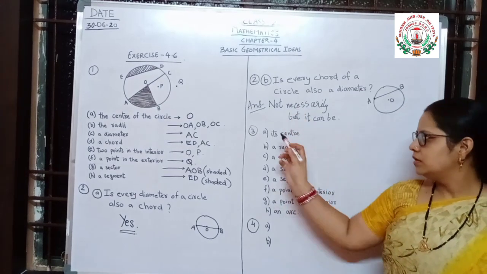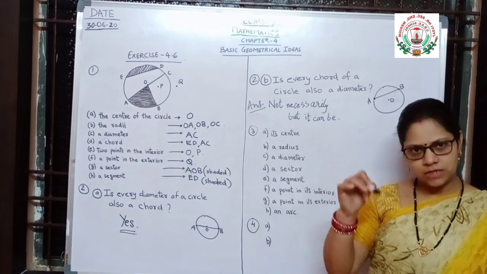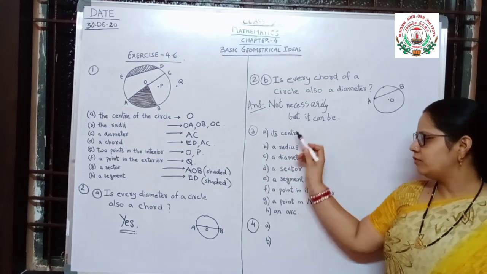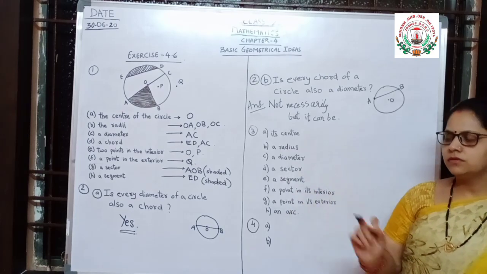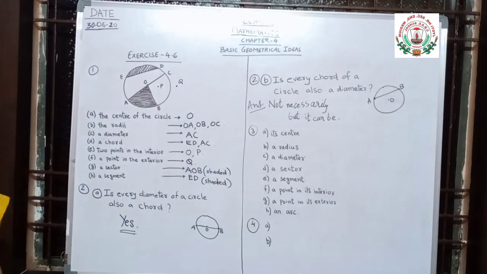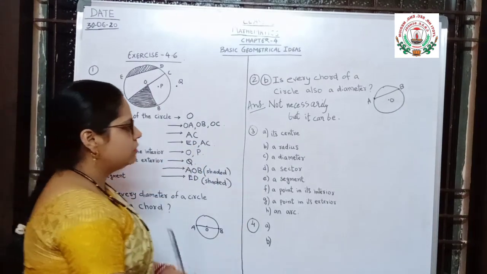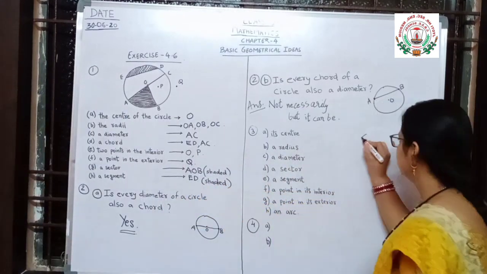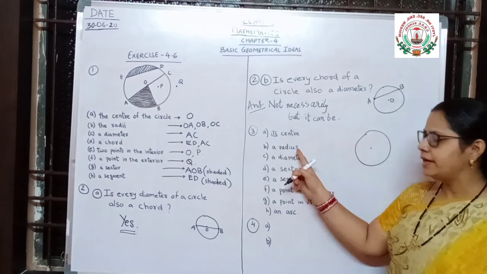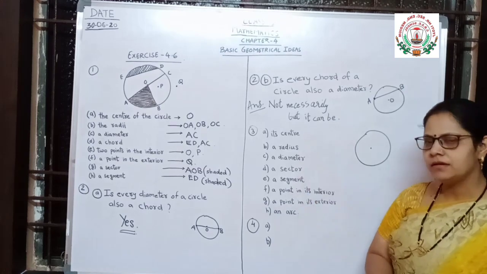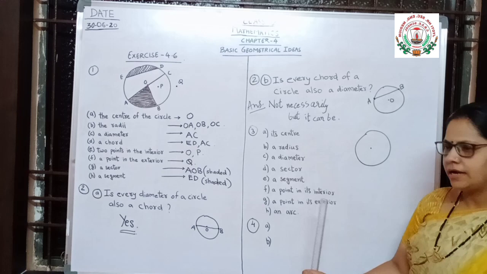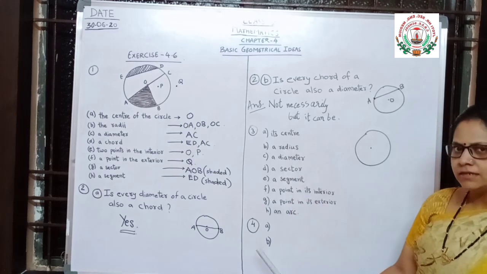Third question. You have to draw one circle and mark all these points. So, how do you have to do it? Draw any circle and mark all these. Suppose we are drawing one circle. A center is asked, a radius, a diameter, a sector, a segment, a point in its interior, a point in its exterior and an arc. All these things are asked.